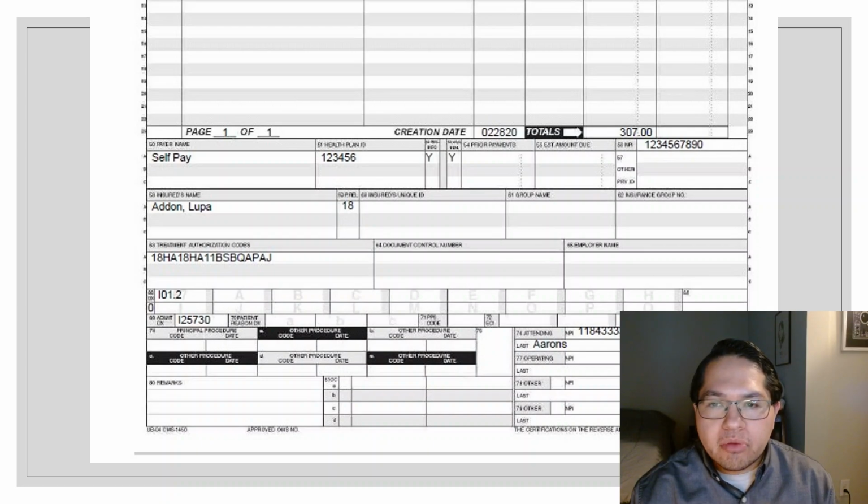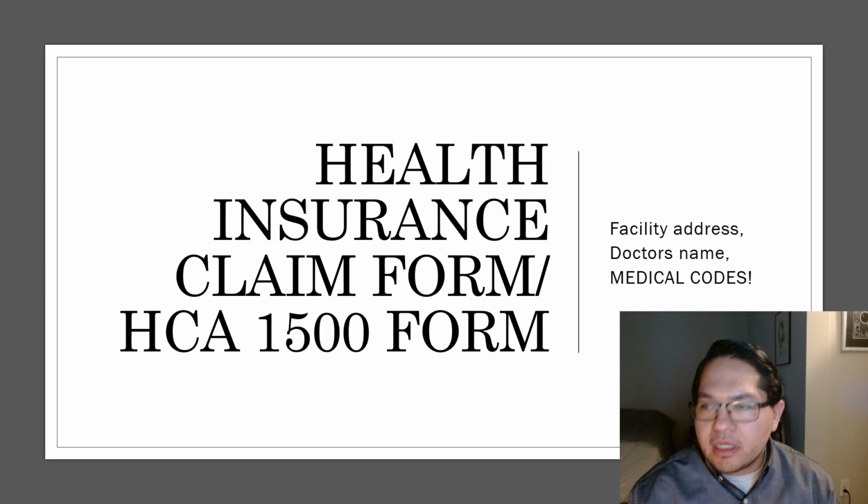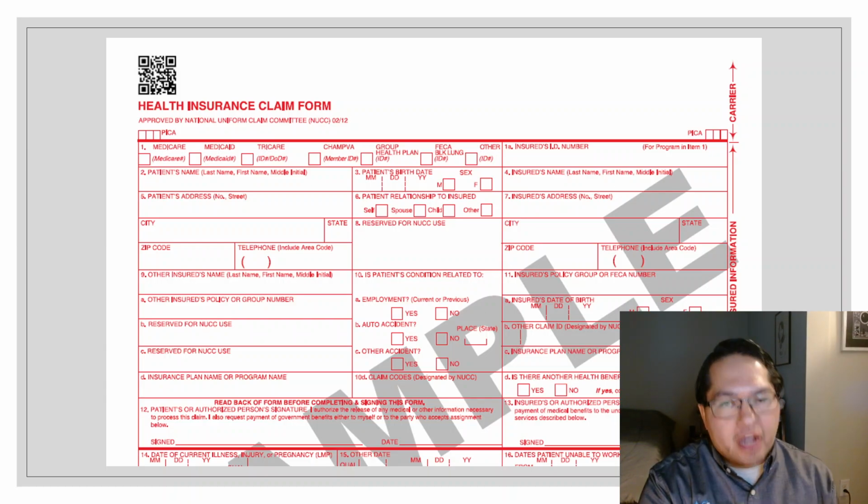So that's very important, especially if you're trying to make a claim for an accident and you ended up getting admitted to the hospital. The next one is a health insurance claims form, also called an HCFA 1500 form, and that one also has very similar stuff: facility address, doctor's name, and medical codes. Now this one is used more at an urgent care or a doctor's office, but they're not part of the hospital, right? You didn't get admitted to the hospital, you just went in to see the doctor.